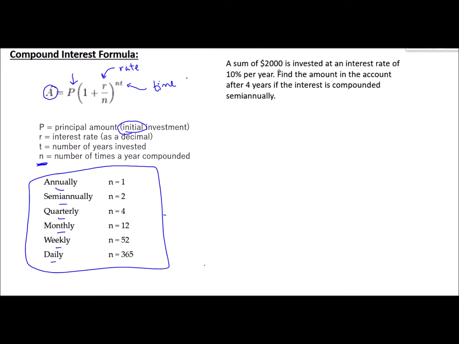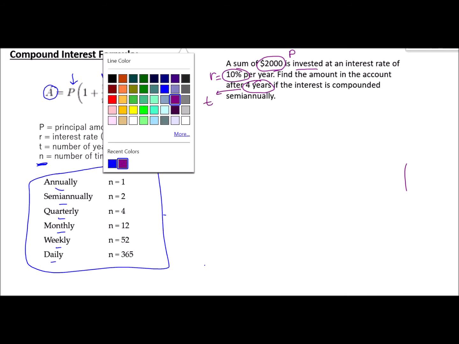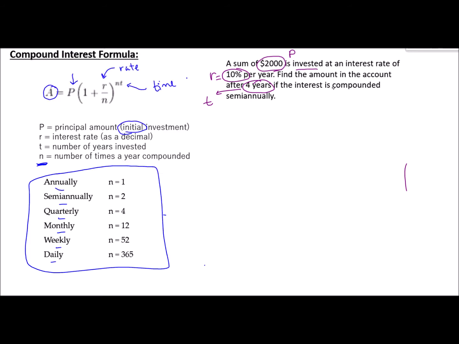Main thing you're looking for, again, there's a value, a number that says it's invested. That's going to be our P. Interest rate, 10% per year. That's going to be our R. Find the amount in the account after 4 years. That's our T. And then it says compounded. Now that's how you know that this is one of these problems. It says compounded. Compounded means you're going to use this formula here. And then notice the word after that. It says semi-annually. And if you look down here at our list, semi-annually says N equals 2.